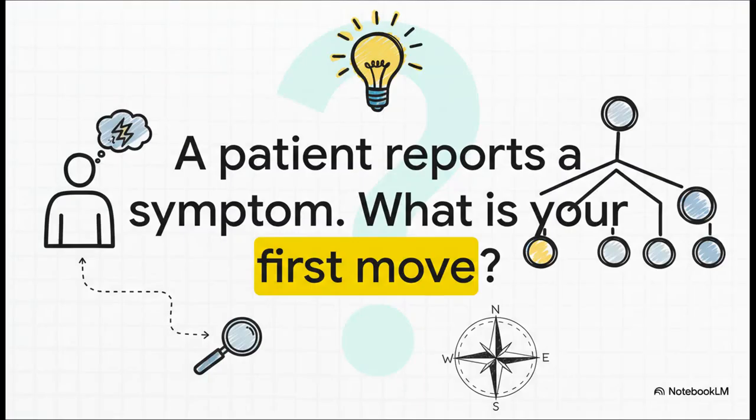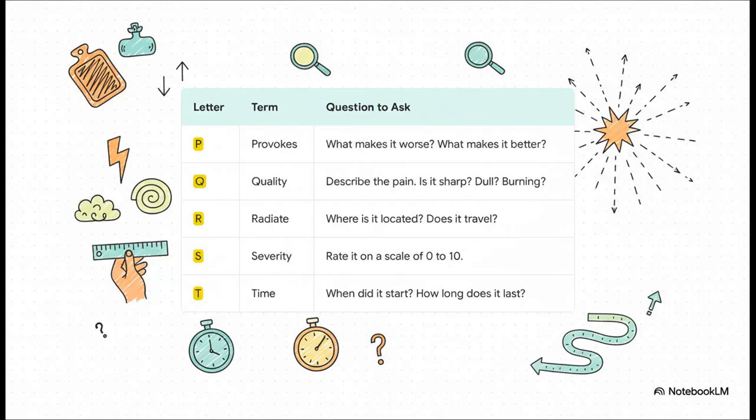So let's really frame this up. A patient looks at you and says they have a symptom. What is your very first systematic move? You can't just start guessing. You have to have a framework. And that framework is PQRST. Seriously, this mnemonic is going to be your best friend. It makes sure you never miss a single critical detail about a symptom.